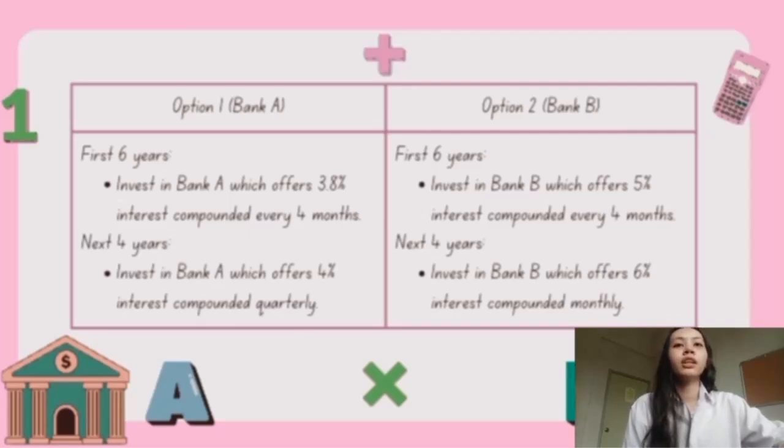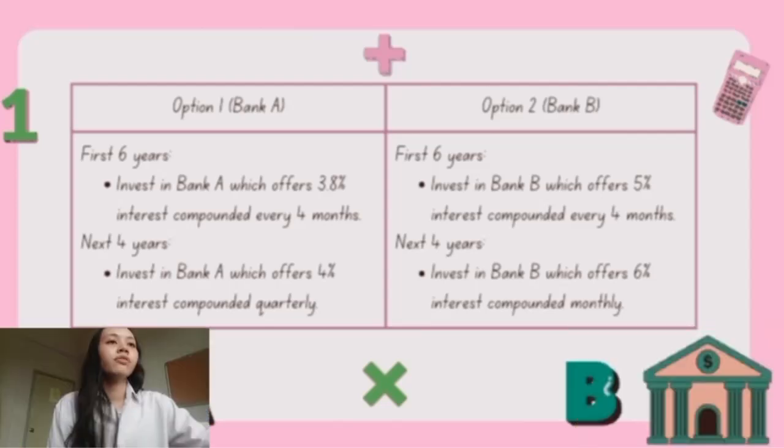For option 1, for the first 6 years, she invests in Bank A which offers 3.8% interest compounded every 4 months. For the next 4 years, she invests in Bank A which offers 4% interest compounded quarterly. For option 2, the first 6 years, she invests in Bank B which offers 5% interest compounded every 4 months. And for the next 4 years, she invests in Bank B which offers 6% interest compounded monthly.